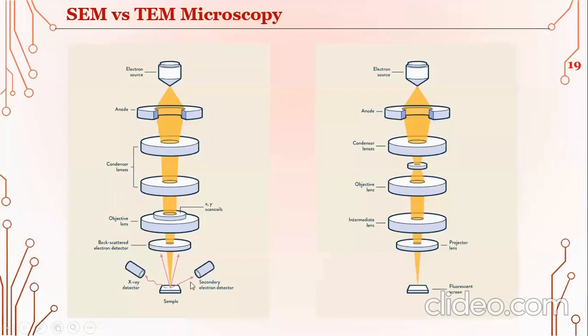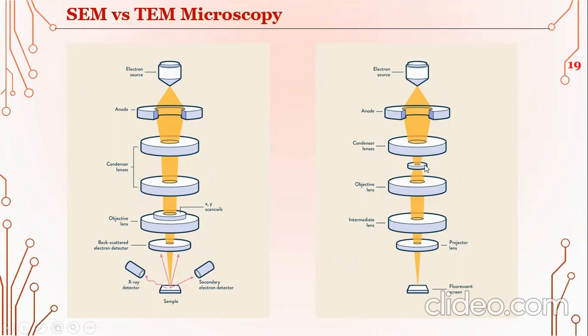Okay, if we can see the diagrams of SEM and TEM. So this is SEM and this is TEM. If we compare both, the electron source is common for both. The anode magnifies the beam. Condensers are there, and after the condenser there is the specimen kept in SEM, and in TEM the other condenser lens is used.